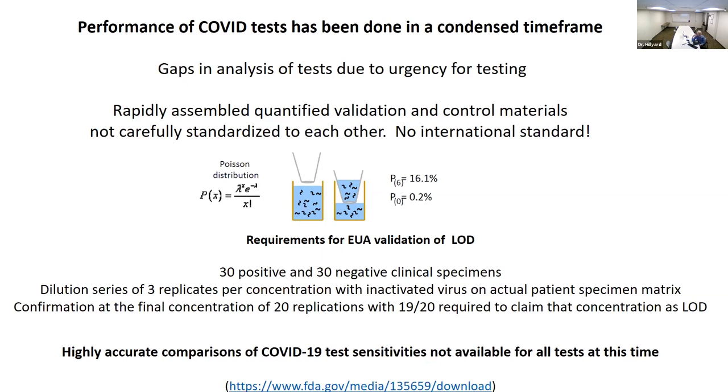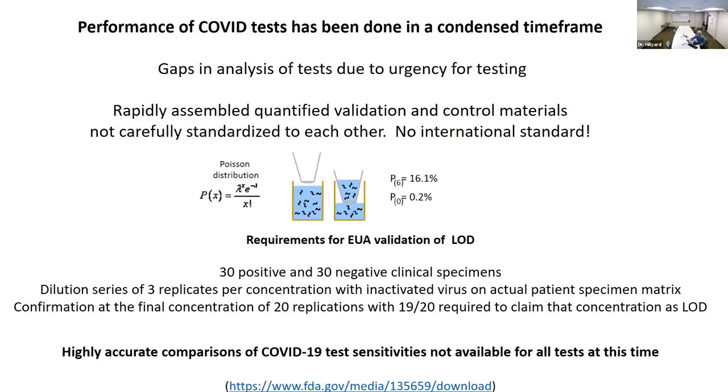And side by side with that, we have a situation in which whether you're doing an original EUA or what we sometimes call an EUA light, where you have 30 positives, 30 negatives, you do replicates, you go a little bit above the determined LOD, however you did it, whether it's replicates of 3, 4, 5, 6, 12, and then you confirm a little bit above that with 19 out of 20 to give a 95% confidence. These were necessary but very, very imperfect approaches.